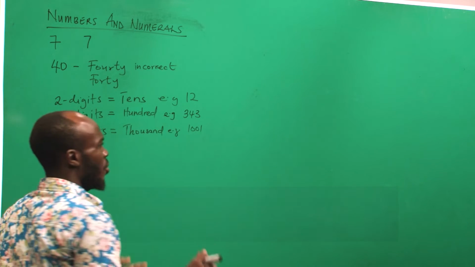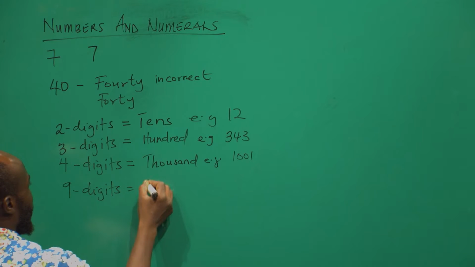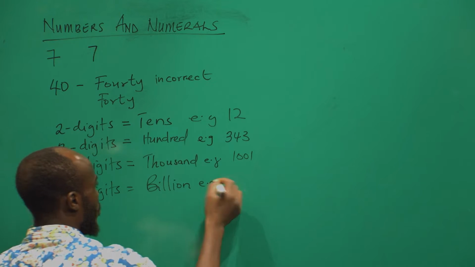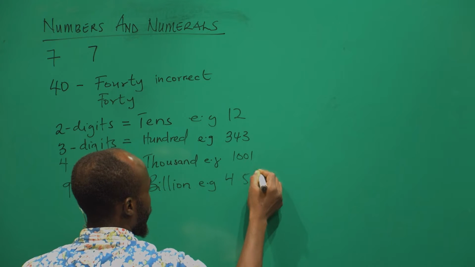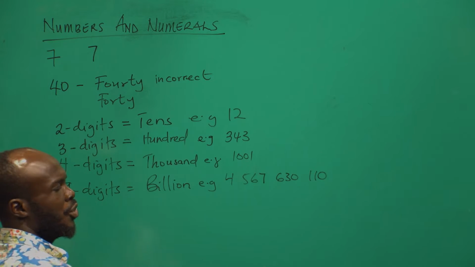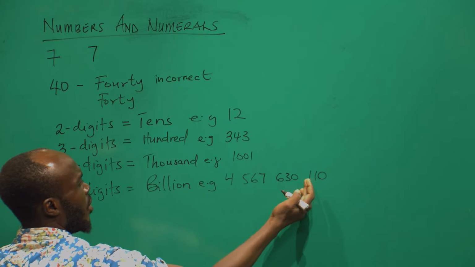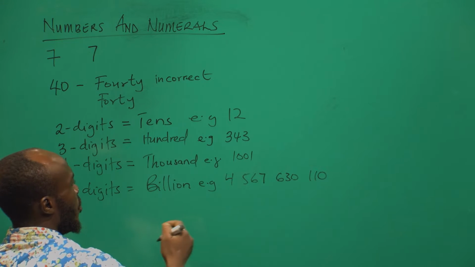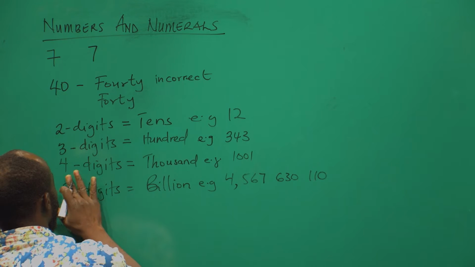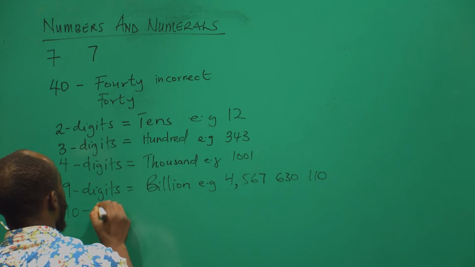This goes up to, for this level, the 9 digits. That is the billion. And an example is, so when we check 1, 2, 3, 4, 5, 6, 7, 8, 9. 1, 2, 3, 4, 5, 6, 7, 8, 9, 10. So this gives us the billion. But this is the hundreds of a million. 9 digits is hundreds of a million, and 10 digits is the billion.